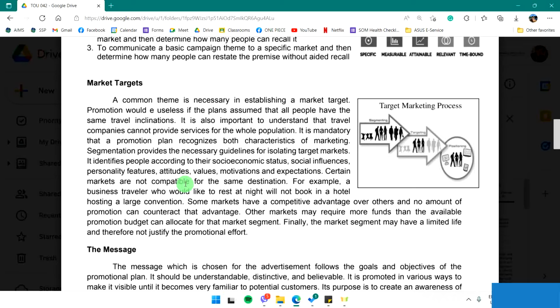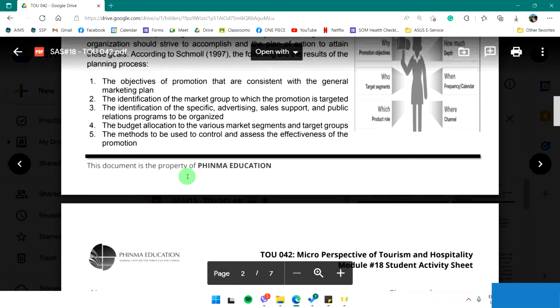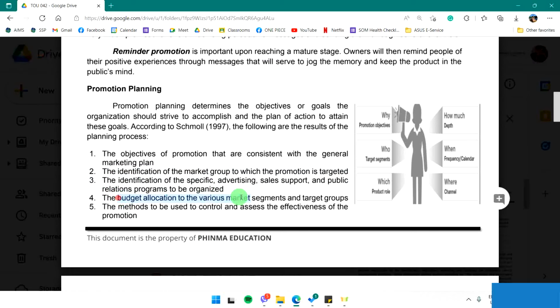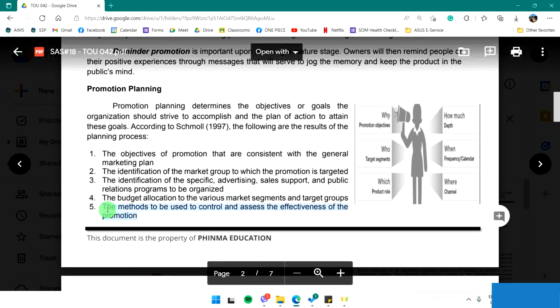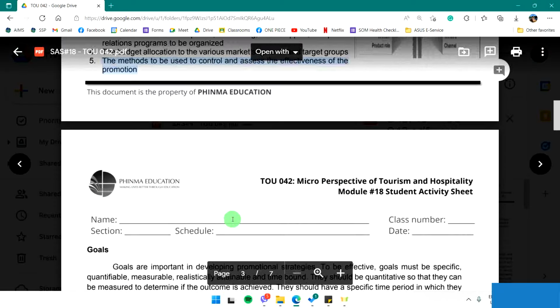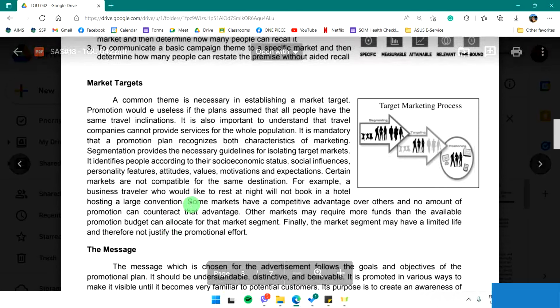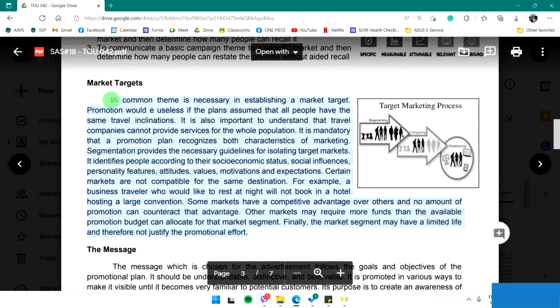In order for us to know the objectives of our promotion, who should we sell it with, how are we going to sell it, budget allocation, and identifying the feedbacks, whether or not it's effective or not. Para malaman natin kung ano ang mga kailangan natin gawin dito sa limang ito, we must first define as well our target market. Alamin kung sino ang pagbebentahan.